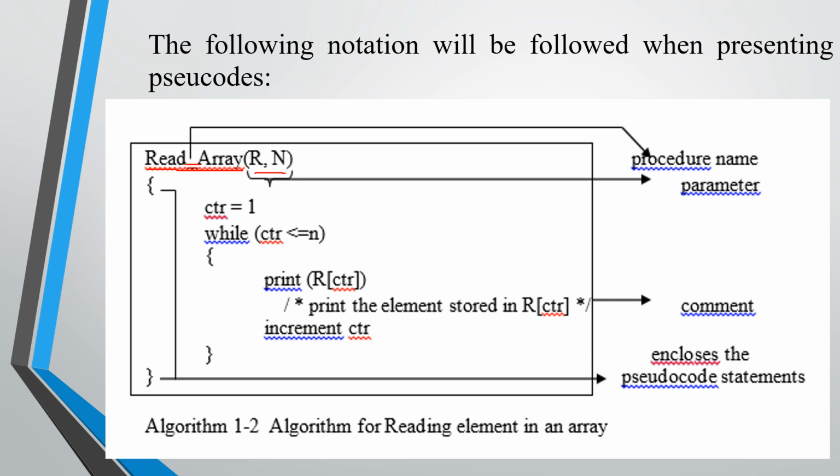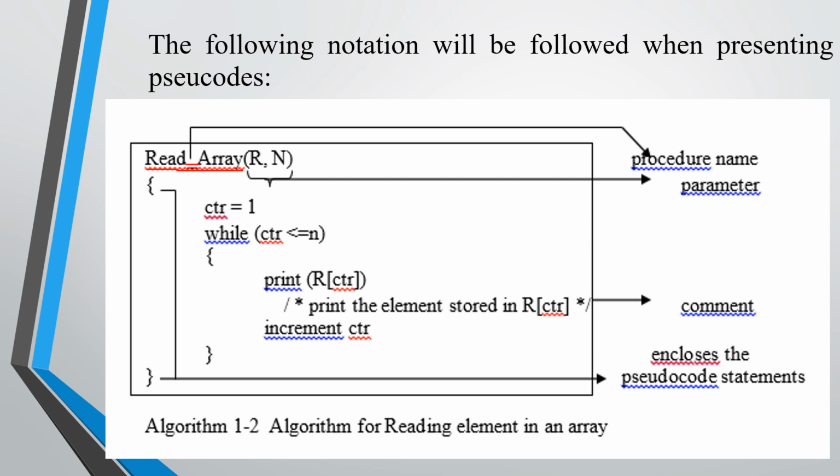All of these variables, or these input parameters, are input coming from the user. So we have here an array. Let's say we have a variable r, and that is the name of the array, and n is the size of the array. As you can see, each parameter is separated by a comma. Notice that r comma n means we have two parameters for our pseudocode read array.